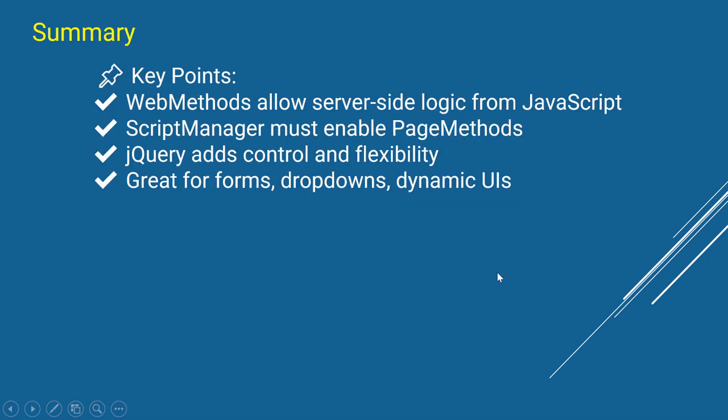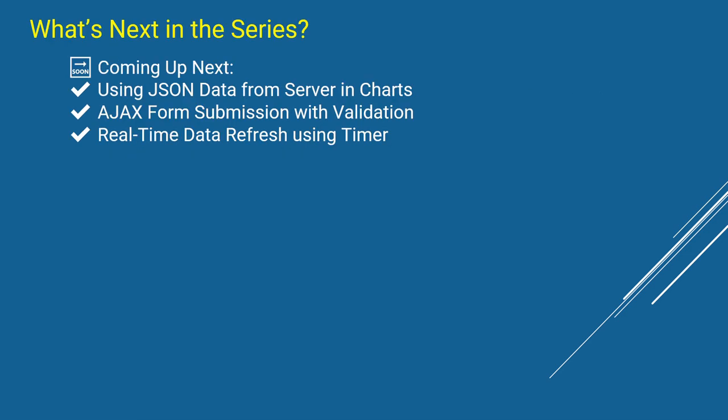To summarize, web methods are a powerful way to call the server from JavaScript. They keep your UI responsive and your logic centralized. Coming up, we will use JSON web method results to build dynamic charts, handle form submissions with AJAX, and refresh data in real time.